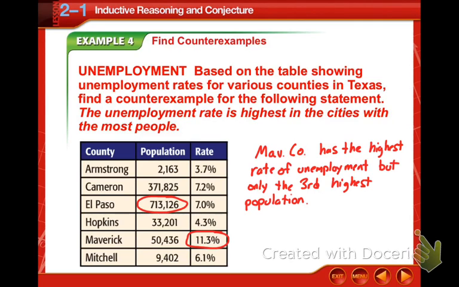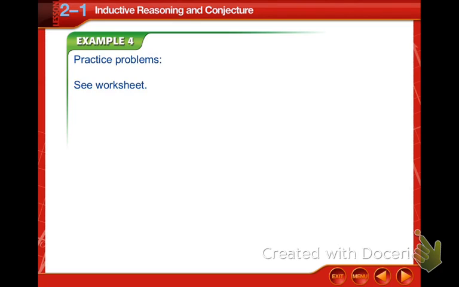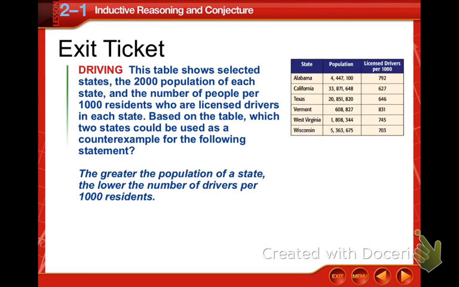Alright, so now on to our exit ticket. After we did some work in class, but we're going to skip over that. So our exit ticket here, again, looking for a counterexample. The statement here is that the greater the population of a state, the lower the number of drivers per 1,000 residents. So we're going to look at the numbers of licensed drivers, look for the lowest. That should also match up with the highest population. California looks like it has the lowest with 627 licensed drivers per 1,000. And it also does have the highest population, so those match.